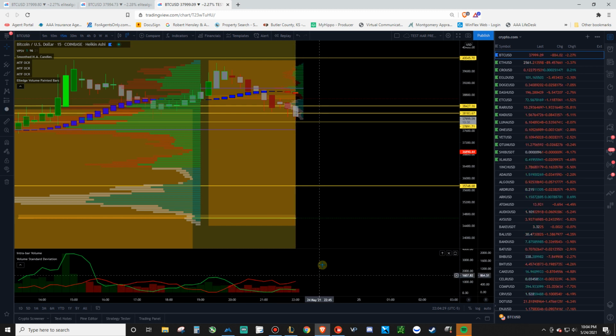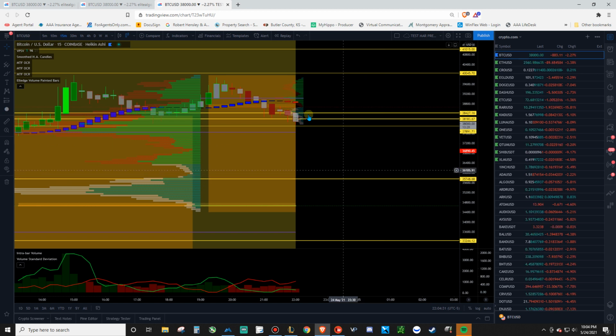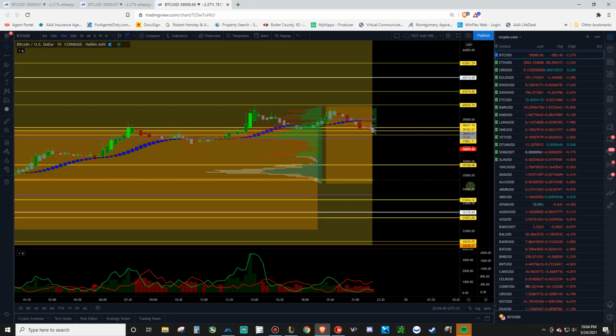Are we going to see buyers coming back in here? And then I don't know. You might just wait and see if it gets back above these smooth candles. But this is the new setup for me.